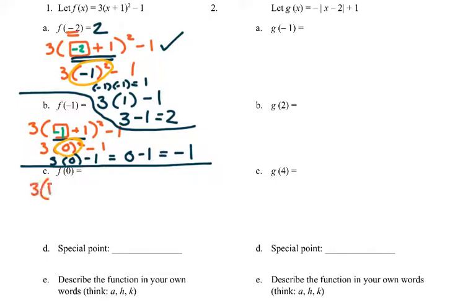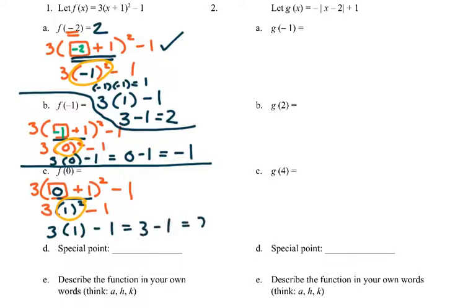Except for now, instead of plugging in the -1, I'm going to plug in 0 for x. Simplifying that out, 0 plus 1 is 1. Again, 1 is being squared, so 1 times 1 is 1. 3 times 1 is 3, minus 1 is equal to 2. So f of 0 is equal to 2.